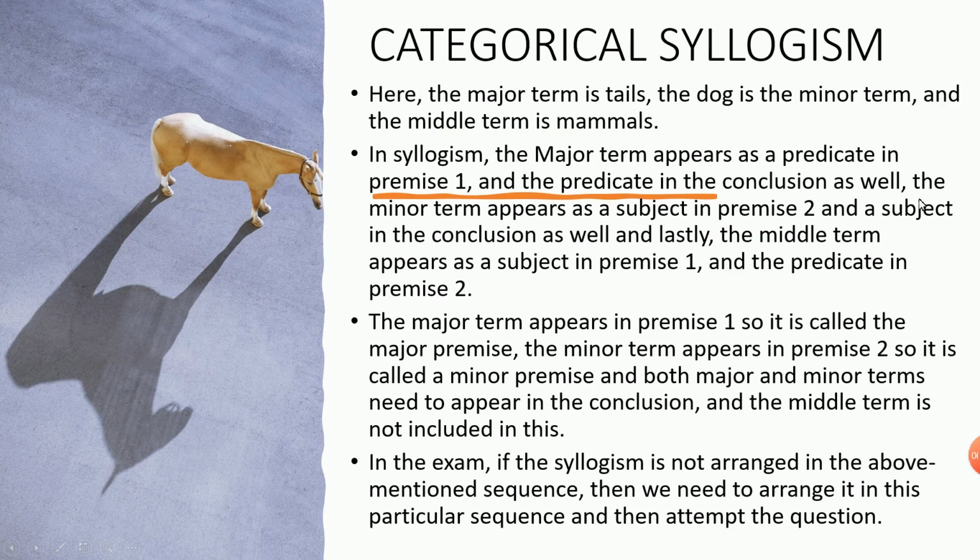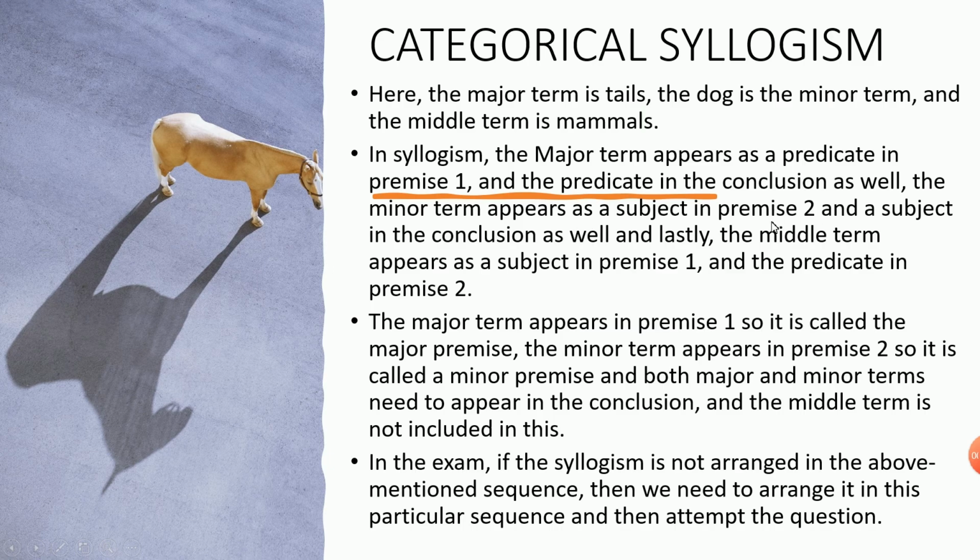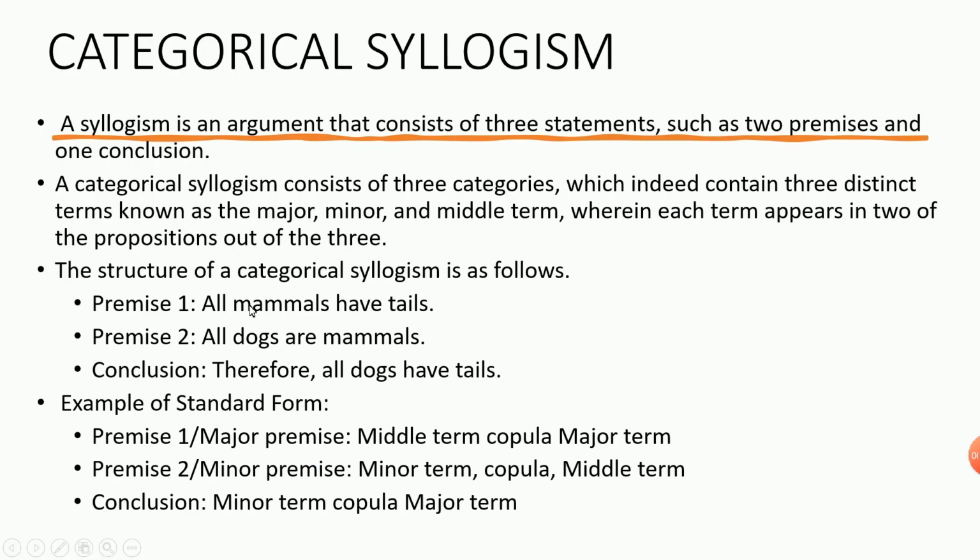And as for the minor term, what is the minor term here? Dog. The minor term appears as a subject in premise 2 and subject in the conclusion as well. Subject means it will come at the first of the sentence. Next comes the middle term. What is the middle term here? Mammals. Mammals is the subject in premise 1 and predicate in premise 2.